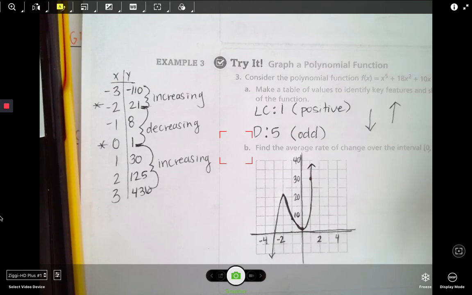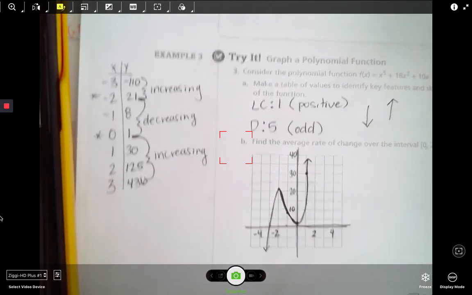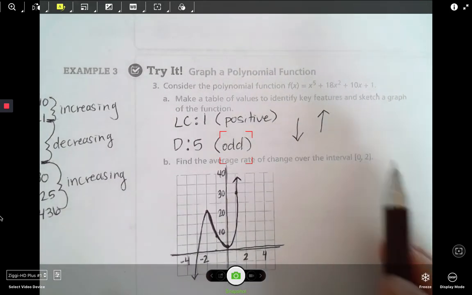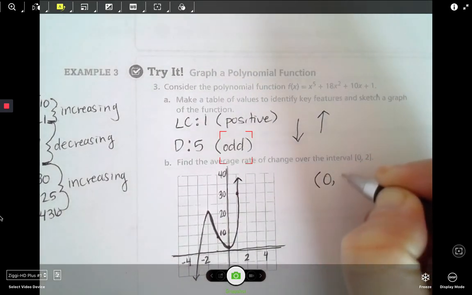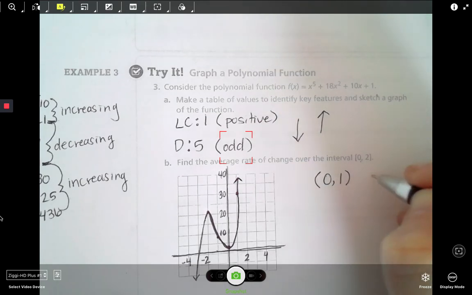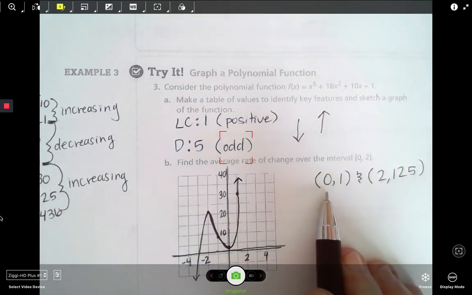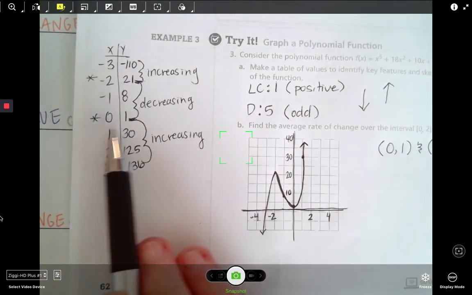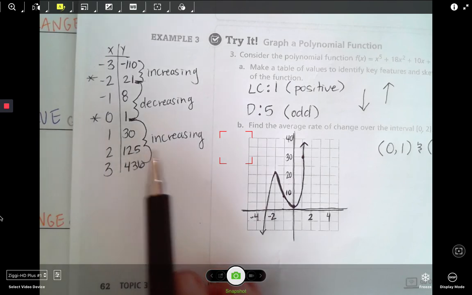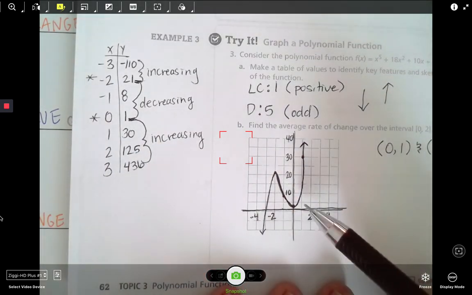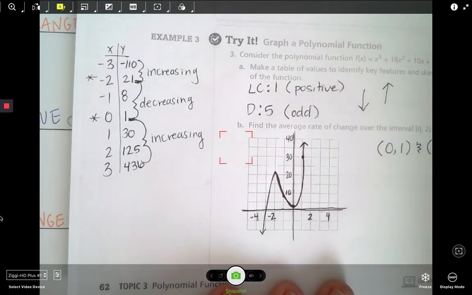All right, rate of change is just slope, y2 minus y1 over x2 minus x1. And it wants us to find the rate of change over the interval 0, 2. So let's think about at 0, I had 0, 1. And at 2, I had 2, 125. Y'all see where I got those points? 0, 1 came from right here. 2, 125, because it told me those intervals, okay? So basically, we're figuring out what our slope is from 0 to 2.